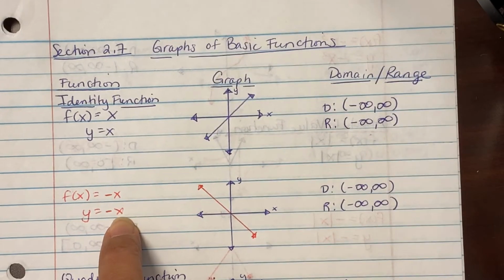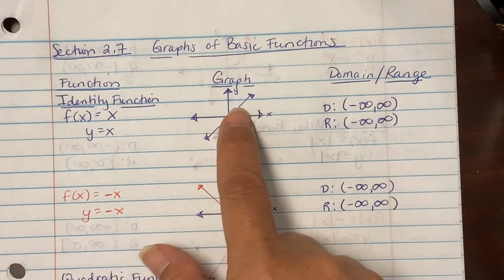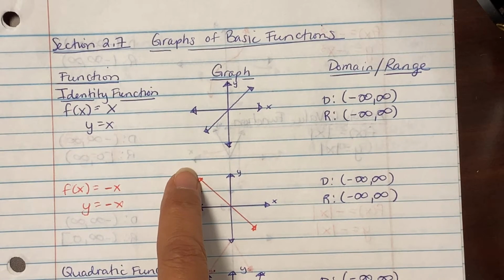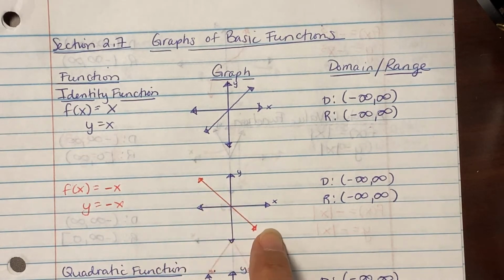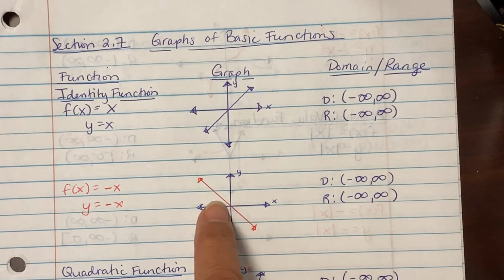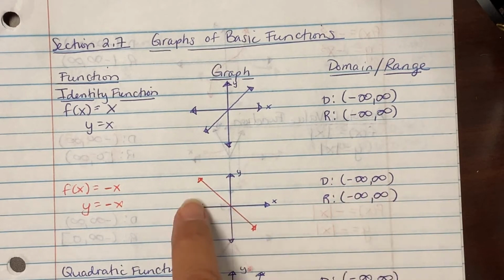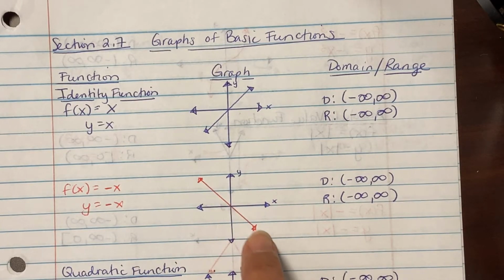The negative side of it, the function f of x equal to negative x, or y equal to negative x, is a reverse. It's a mirror image, but flipped over the x-y axis. So it's going from quadrant 2 to quadrant 4. So as the x's become negative, the y's become positive. So y is going from negative infinity to positive infinity. As the x's become positive, the y's become negative.